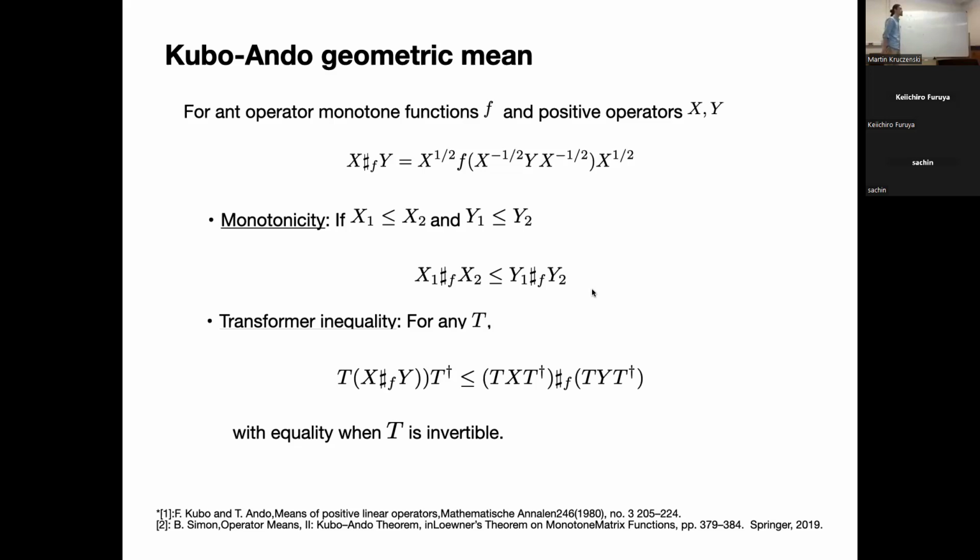So this Kubo geometric mean gives you a tool that tells you how to multiply, and it will satisfy the monotonicity property, and there's something called the transfer inequality. So this geometric mean is very useful.